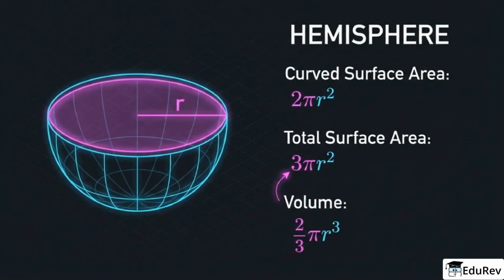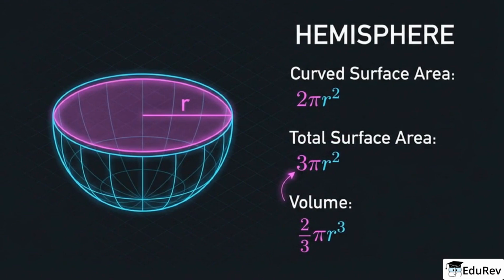A hemisphere is exactly half a sphere, but surface area counting needs care. The curved surface area of a hemisphere is 2πr², and if you include the circular base, the total surface area becomes 3πr². The volume of a hemisphere is half the sphere's volume, so V equals 2/3 πr³. When a hemisphere is attached to other solids, you usually do not count the circular base where they join.